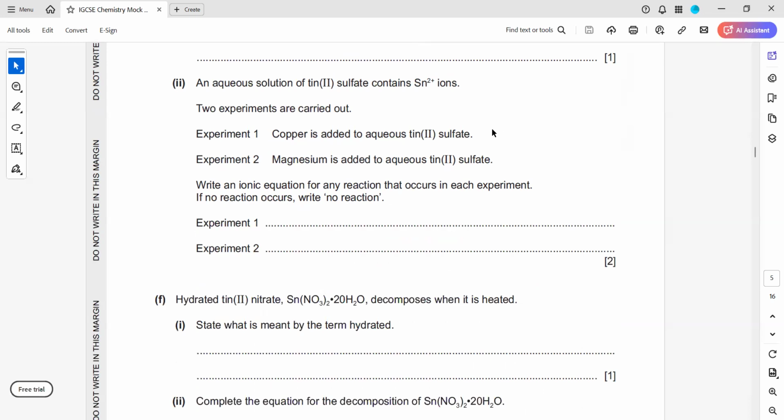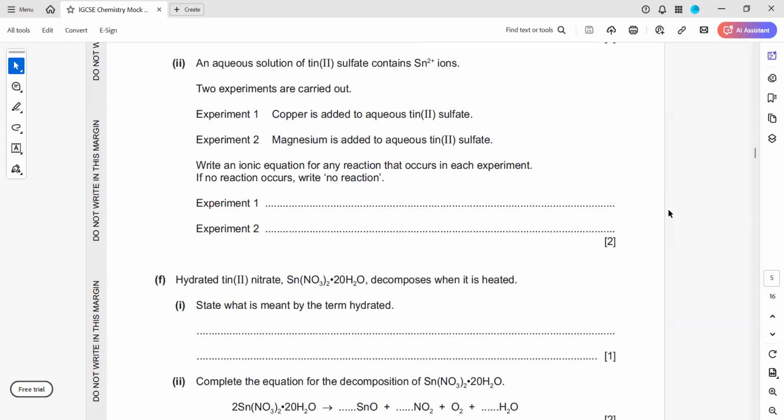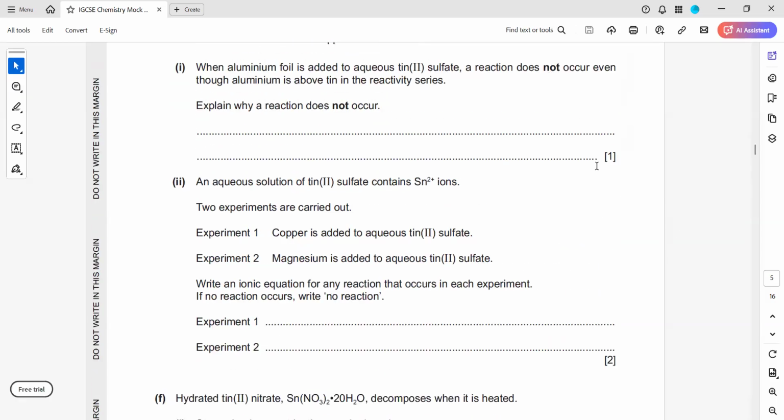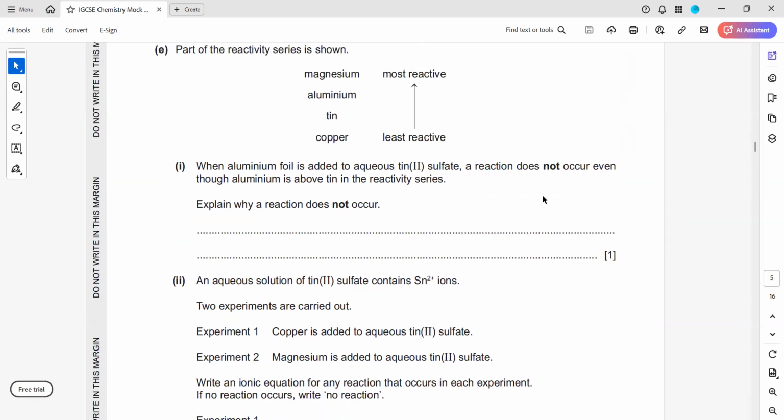An aqueous solution of tin sulfate contains tin 2 ion. Two experiments are carried out. Copper is added to tin sulfate. Magnesium is added to tin sulfate. Look, if you see this reaction, a copper is added to tin sulfate. Will it react? No. Why? Because copper is least reactive. Copper cannot displace, so there will be no reaction. It is least reactive in this order.